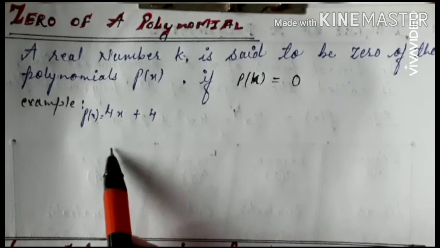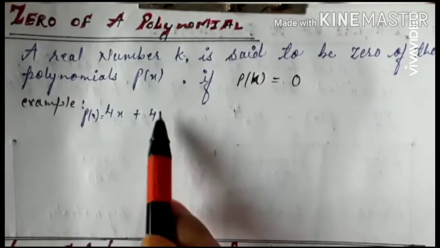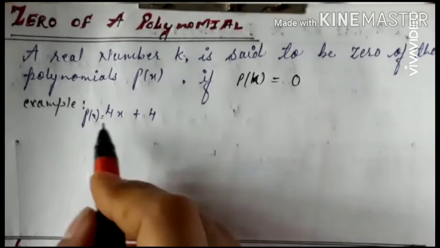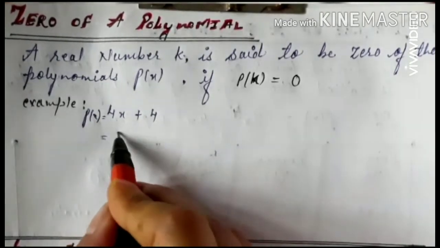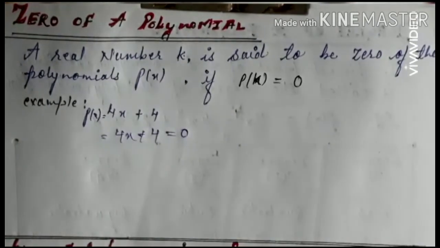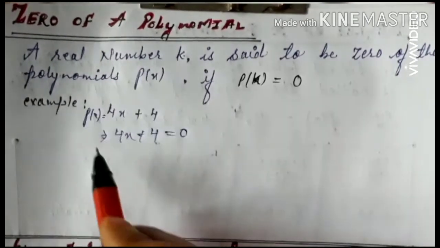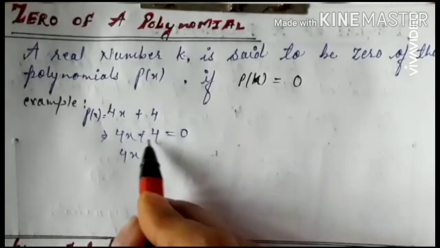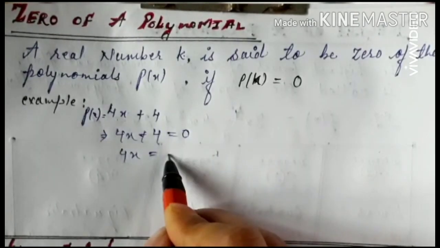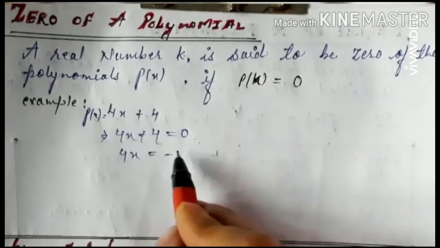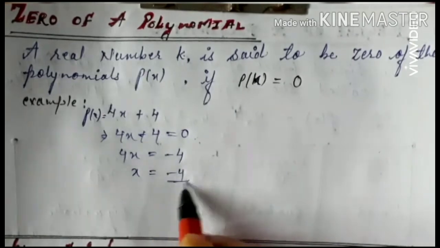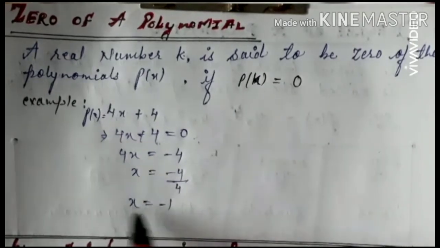At which value of x will the polynomial 4x + 4 become 0? How will we do it? First, take the polynomial 4x + 4 equal to 0. Now simplify it: the positive 4 is transposed to the right-hand side and becomes minus 4. So x equals minus 4 upon 4, which is minus 1.